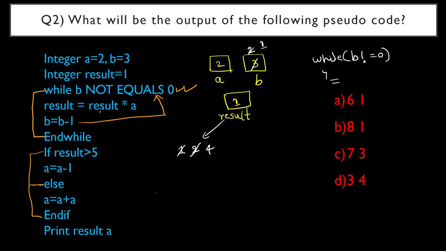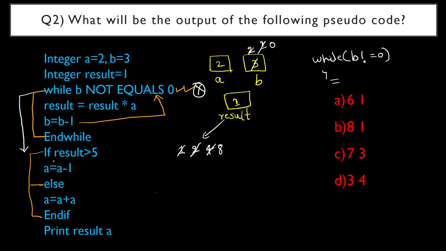And hence again result equal to result into A. That is 4 into 2, which is nothing but 8. So now you got 8 here. Again B equal to B minus 1. So the value of B became 0. And you went back here, B not equal to 0. This condition now becomes false because B is equal to 0. So this will execute until B is not equal to 0. So it comes out of the loop and goes here.